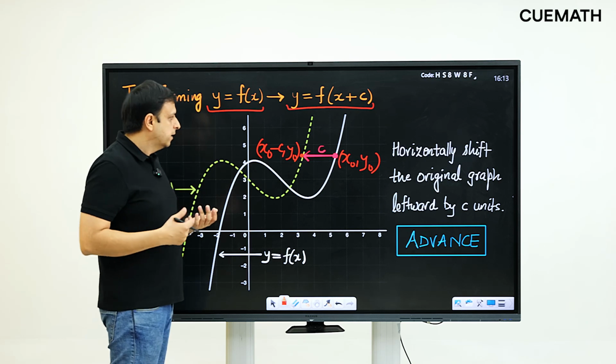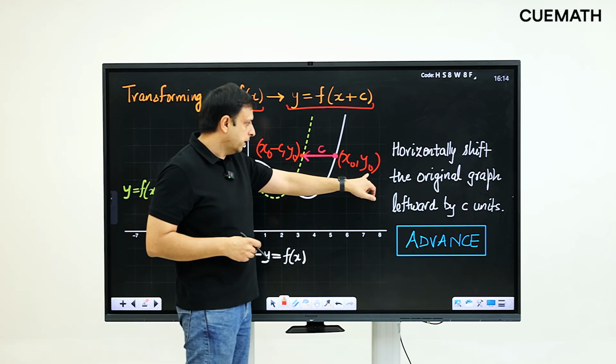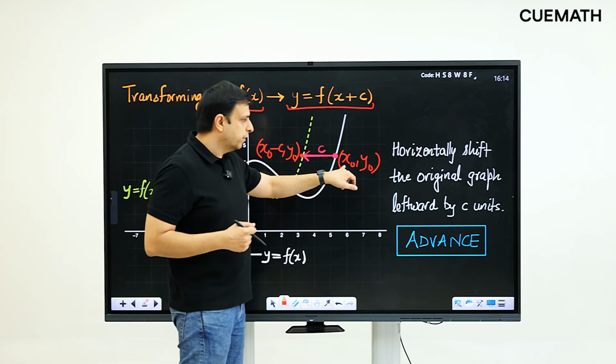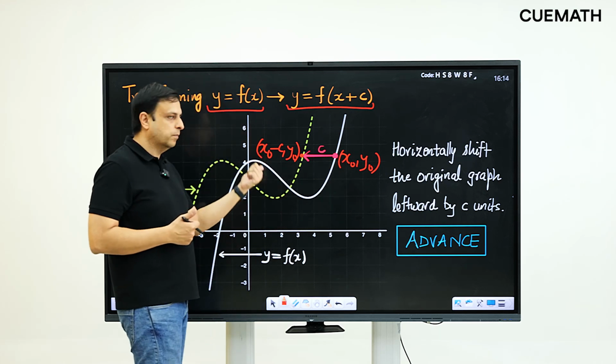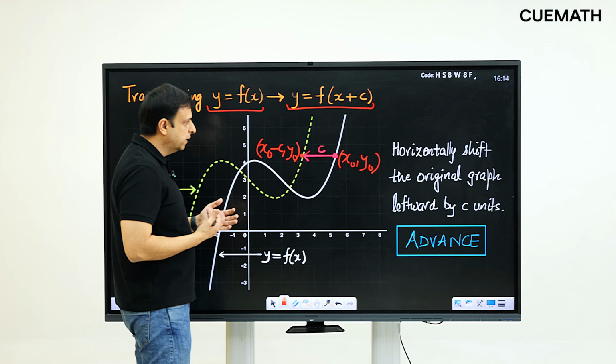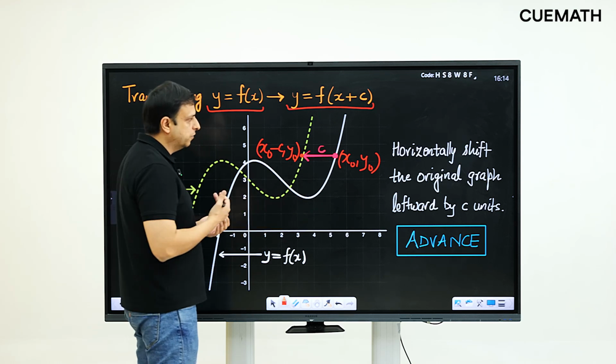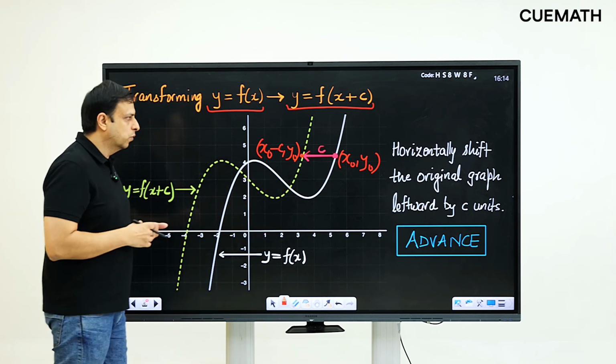Why advancing? Because the same output y naught, which was originally coming for the input x naught, is now coming earlier at x naught minus c. So, you can think of this whole thing as an advancing of the entire graph c units towards the left.